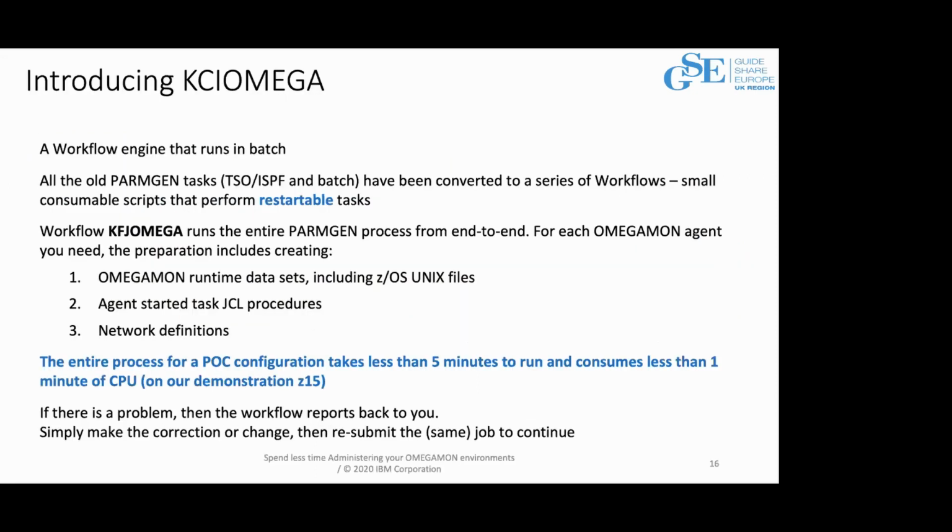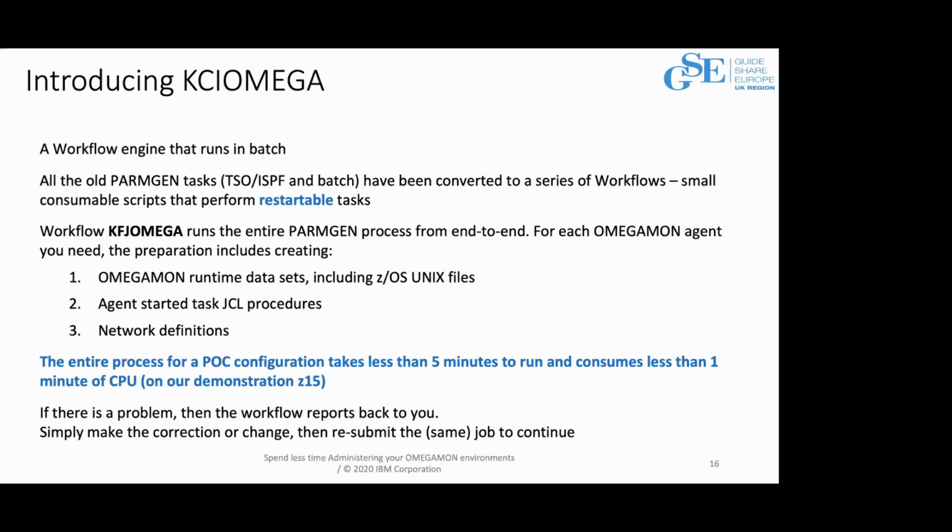Okay, so let's go into a bit more detail about KCI Amiga here. So simplified profiles, like I said, this is the main or the new workflow engine, which we called KCI Amiga, right? It runs in batch. There's only one batch job. As we said, we provide all the PalmGen tasks converted into z/OSMF workflows. So what you saw in PalmGen really are reused, and that's what's important here. We didn't want to reinvent the wheel. Where we made improvements is in KCI Pass and so on, where we've provided vast improvements of performance. It's a more consumable script and performs restartable tasks.